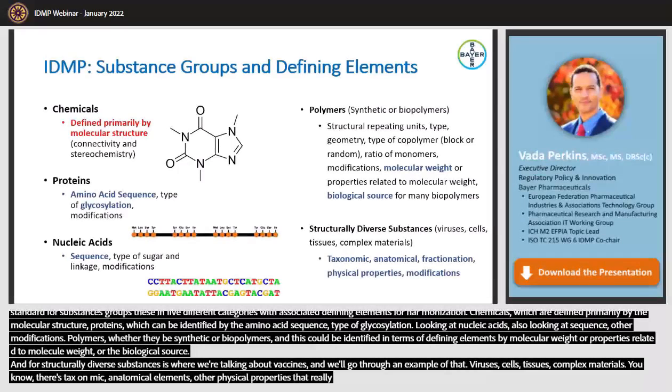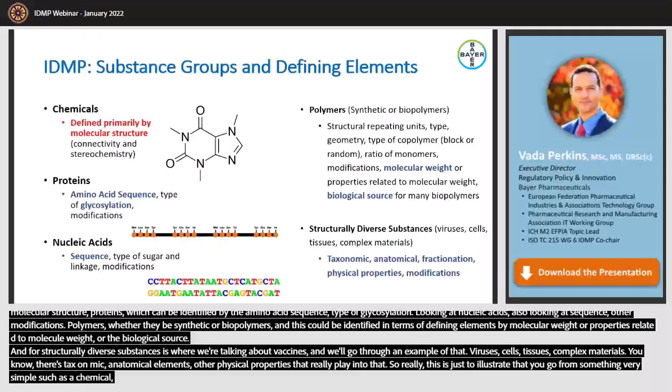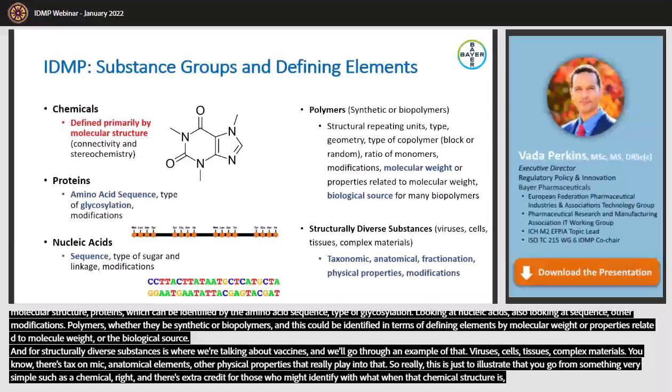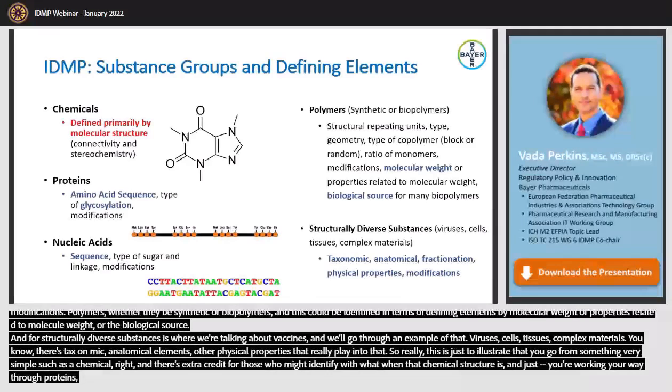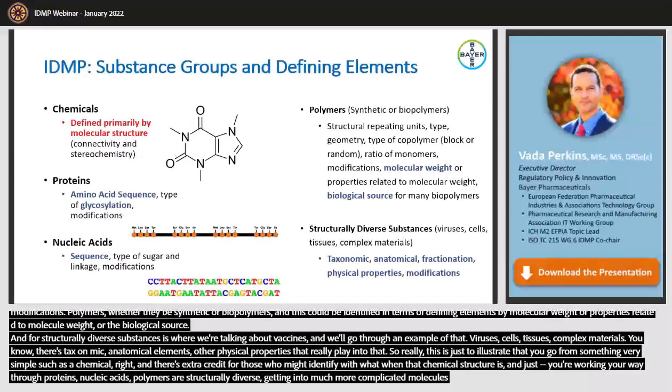So really, this is just to illustrate that you go from something very simple, such as a chemical, right? And there's extra credit for those who might identify what that chemical structure is, and just kind of working your way through proteins, nucleic acids, polymers, and structurally diverse, getting into much more complicated molecules, where you have to start using other defining criteria to identify something uniquely.